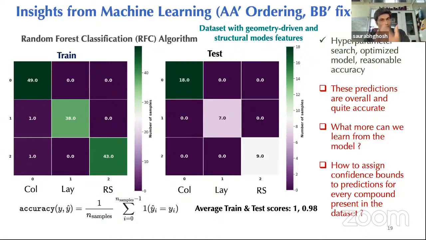This is the confusion matrix, and the diagonal entries show the positive predictions, while the non-diagonal terms tell you the false predictions. This is the train set. We used a random forest classification model to classify the orderings: layer, rock-salt, and columnar. This is my train set, this is my test set, and we found that this model is very, very good. So our model is very good, we are happy, but we are not. What are we learning from this model?